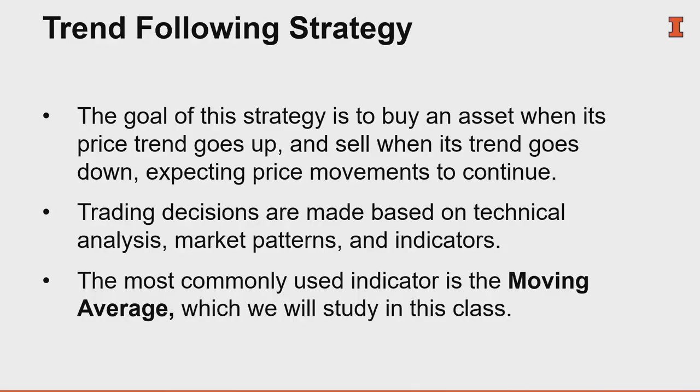You'll find many others. But the one I'd like to drill down on is what's known as a trend following strategy. And the goal of this strategy is essentially to buy assets when the prices go up and sell the assets when the prices go down. But trying to time that will be based on historical data. And one of the most commonly used indicators is a moving average, which we studied earlier in this class. So it's a great place to start thinking about algorithmic trading.